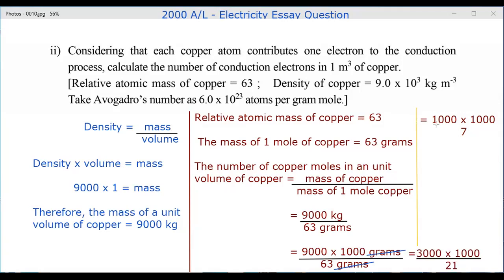One into 10 to the power 6 over 7. 1000, yes, very good. 1000 into 1000 means 10 to the power 3, yes. 10 to the power 6. 10 to the power 6 divided by 7. Am I right here, please check?